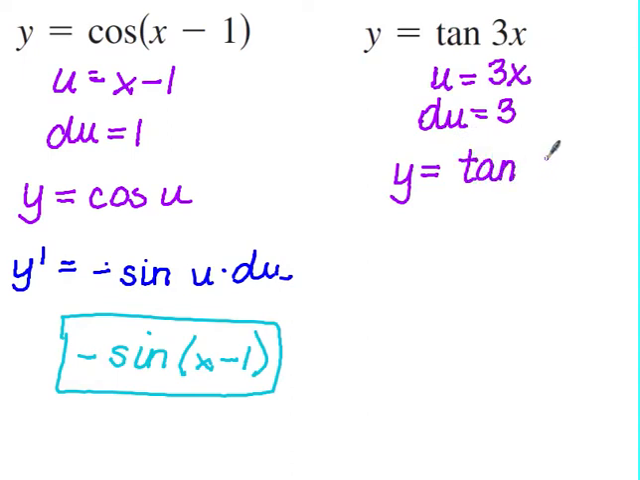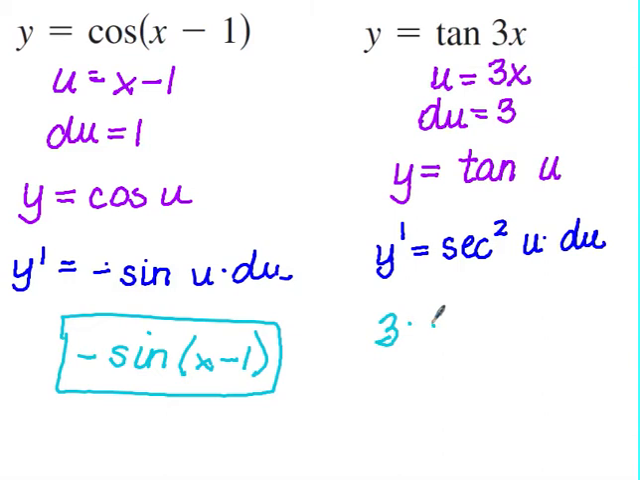So now we need to think back to our derivative rules. And like I said, I'm going to end up having a reference sheet for you that will have all these on there. What's the derivative of tan? Secant squared u du. Okay, so really my answer will be 3 times the secant squared of 3x.